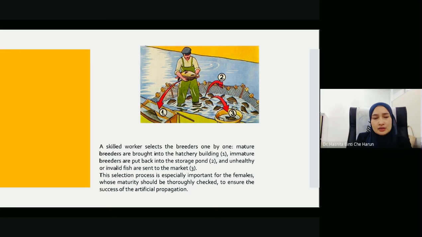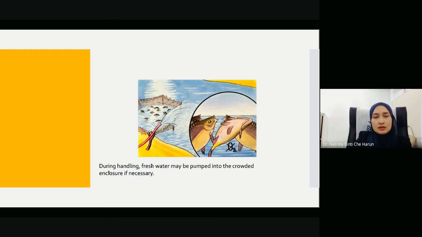This selection process is very important for the females, whose maturity should be thoroughly checked, so that we can ensure the success of the artificial propagation. You also have to make sure during the selection process that enough oxygen is supplied to the fish to avoid mortality.